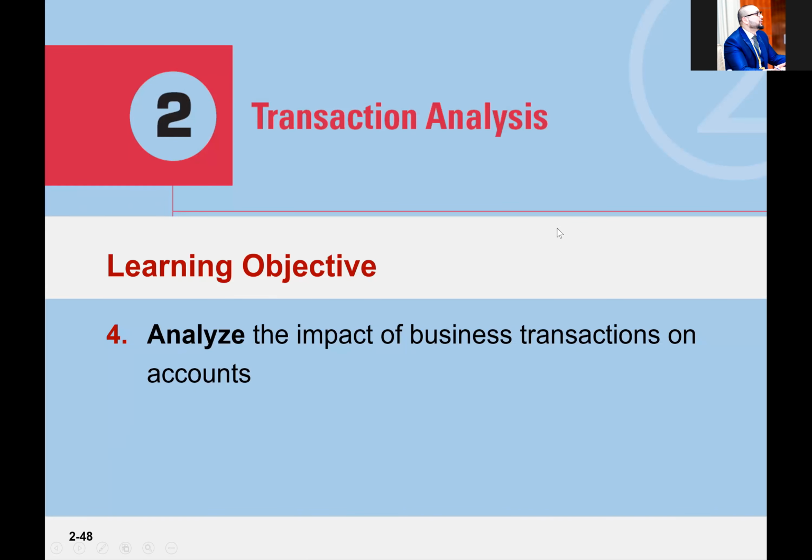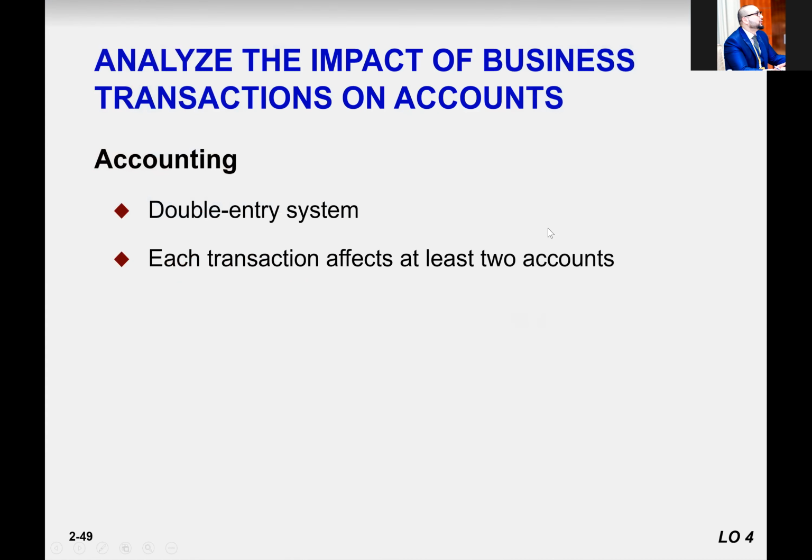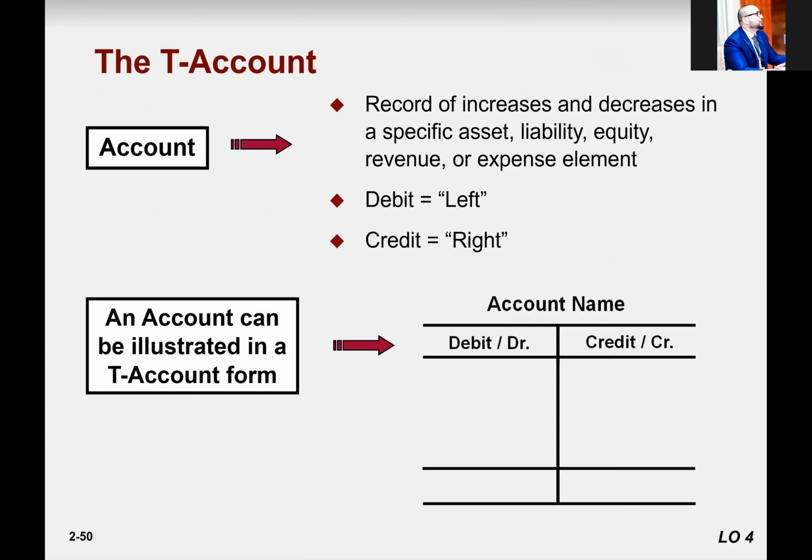the analysis of the transaction, in which we talk about the double entry system. We talked about that each transaction affects at least two accounts. It can affect two or more. We will talk about that when we do some entries, so we'll see over there. So we talked about the T account.